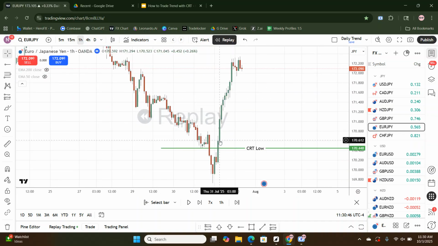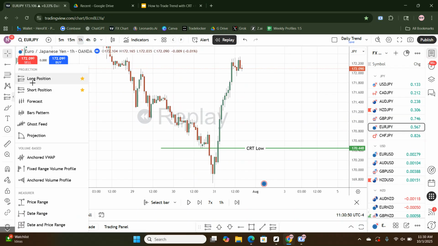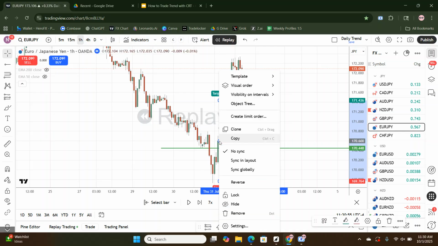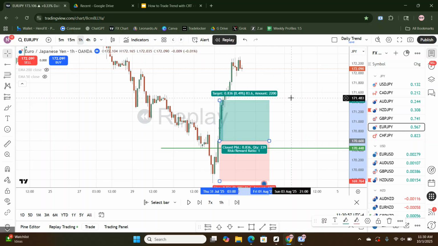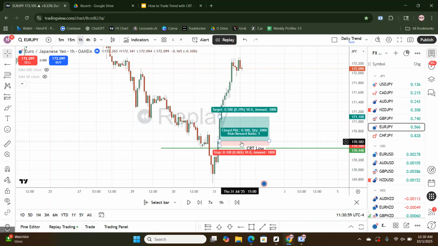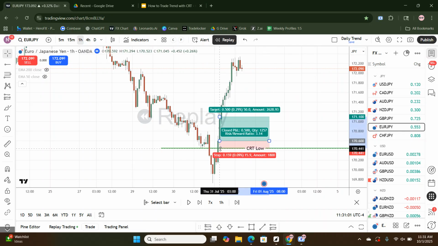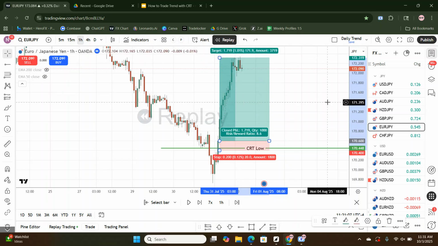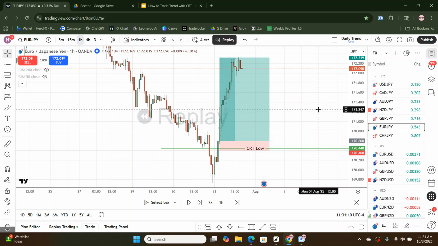So the best entry would have been right here at 3 a.m. Eastern Standard Time. That is London session. If you want to put the stop loss outside of the range, that's fine. Let's say outside of the range would have been like 20 pips. Okay, so we're going for 1. It went as high as like 1 to 8. So that's a pretty good price action there because, again, we're trying to trade the trend.